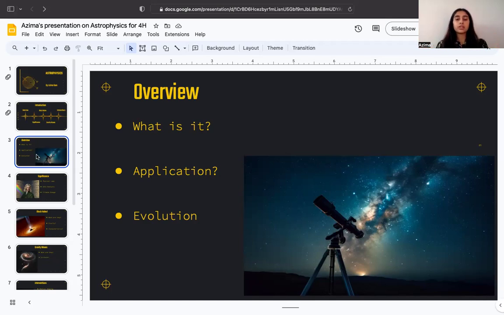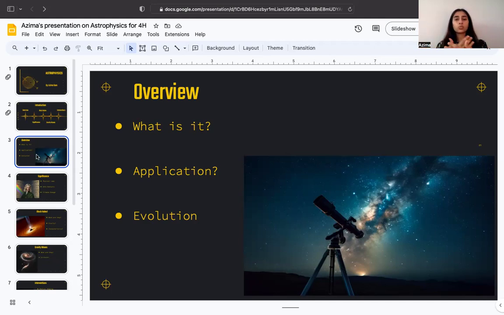Application. Astrophysics is a field that uses a lot of science to understand the evolution and answer questions regarding the origin of the universe. Many astrophysicists try to understand the field using space missions, compositions, and the universe's evolution.